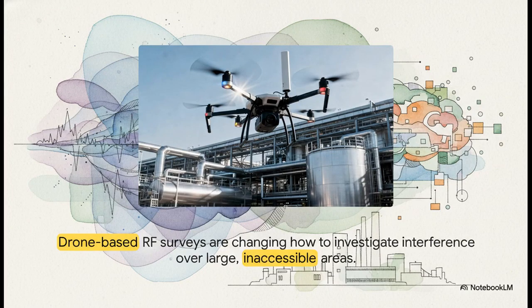And this field is always evolving. The tutorial looks ahead at some fascinating trends, like this right here. Drone-based RF surveys. Just imagine using a drone to map out interference over a huge industrial plant from the air, getting to angles you could never reach on foot. You combine that with AI that can classify signals, and you're looking at the future of the hunt.